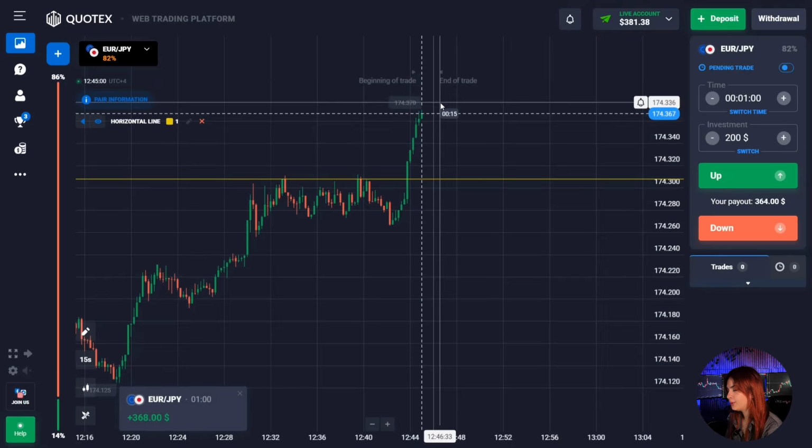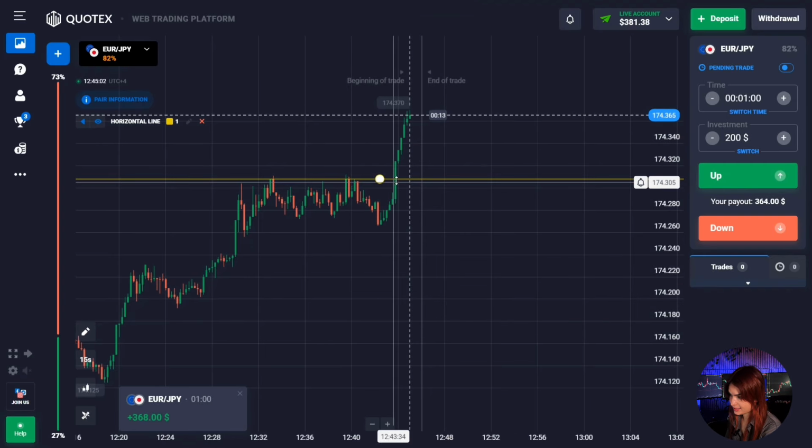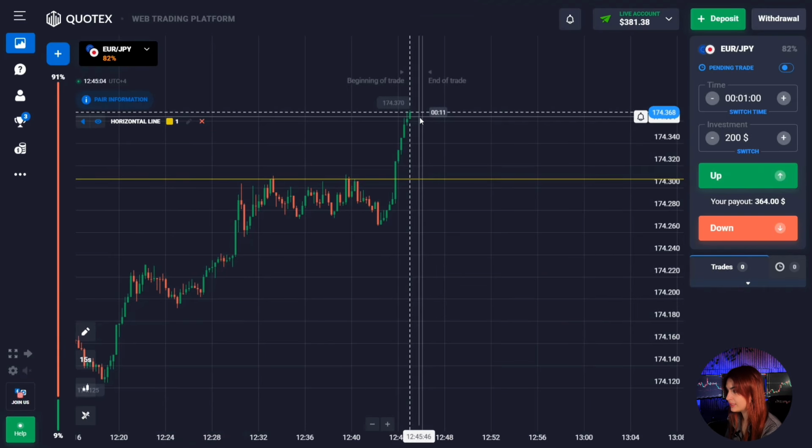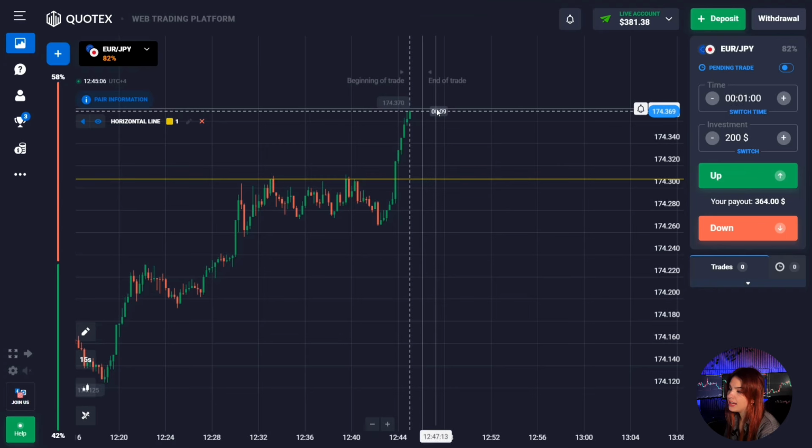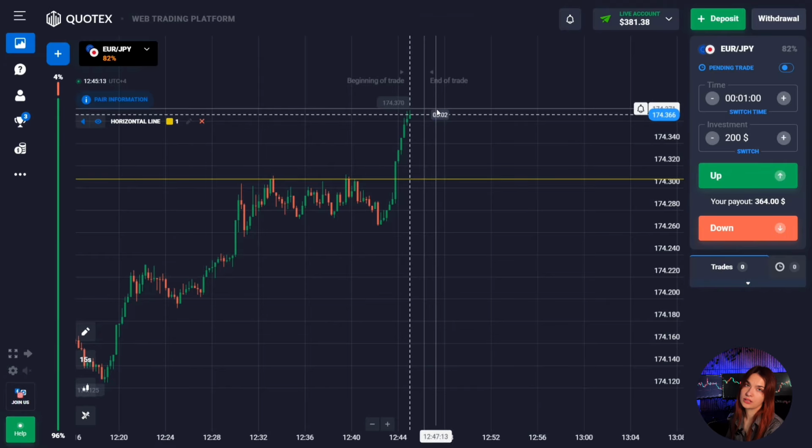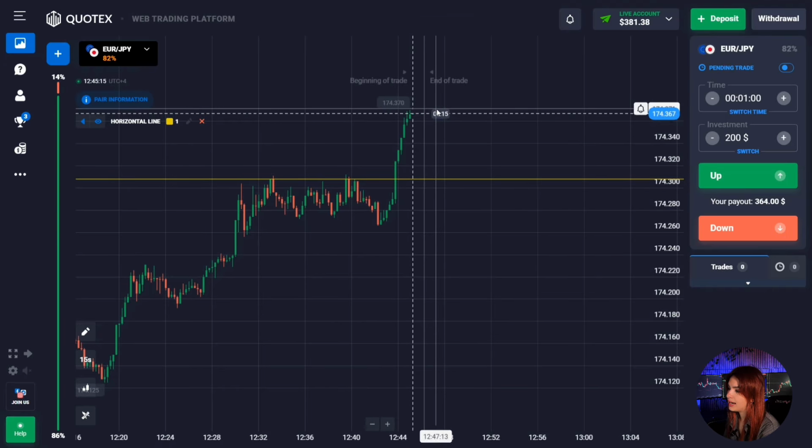Well, as you can see, the resistance level was indeed broken. Confident green candles were formed. We have correctly managed to predict the further price movement on the chart. In most cases, these situations worked out perfectly, guys. And I suggest to continue our trading session.